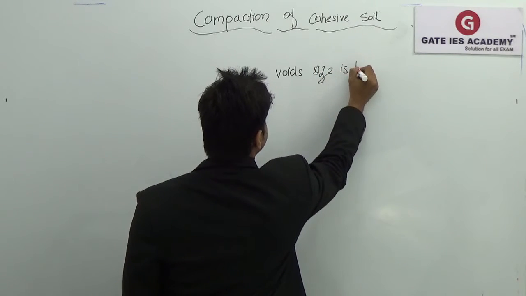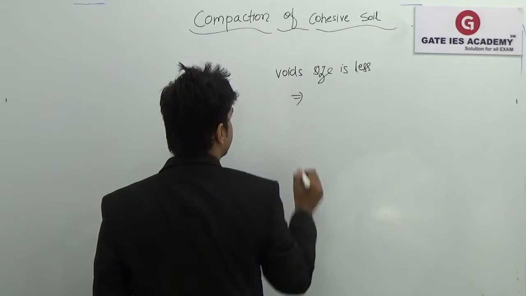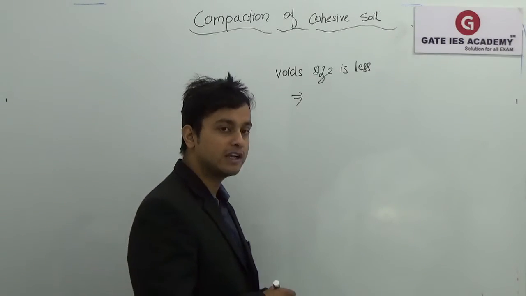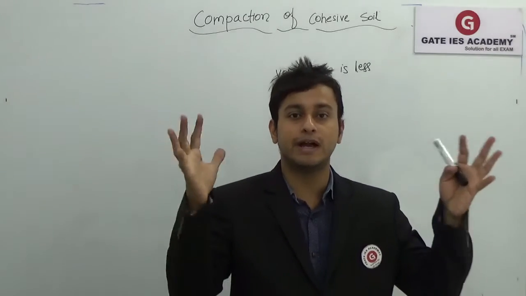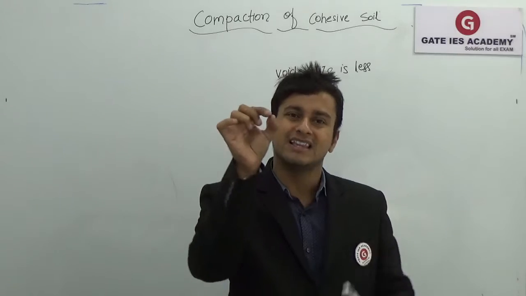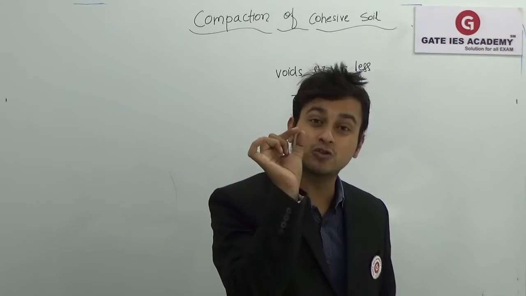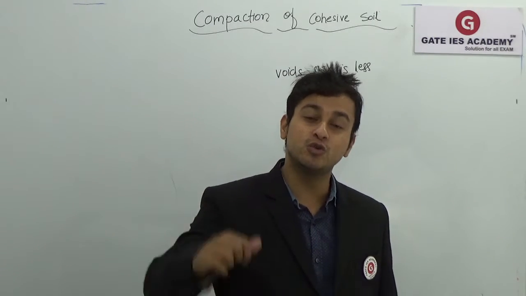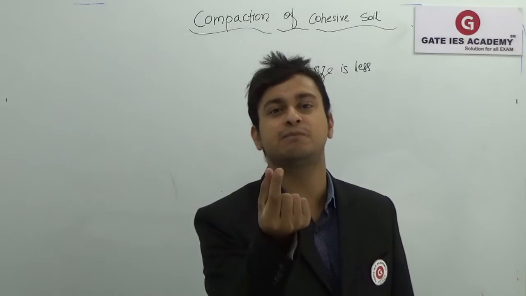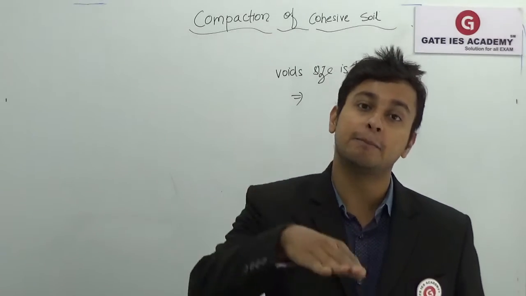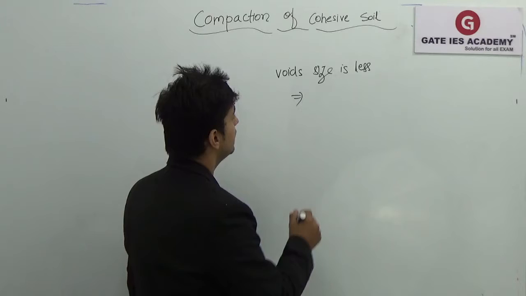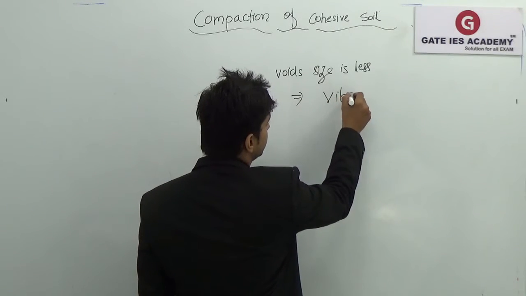Void size is less, which implies vibration cannot be used, because vibration is used when the void size is larger. You can just vibrate the system and the soils will come closer to each other. But here the voids are so small that you have to use some tamping or ramming, or a pin-like structure which can provide larger stress. So generally vibration is not used here.